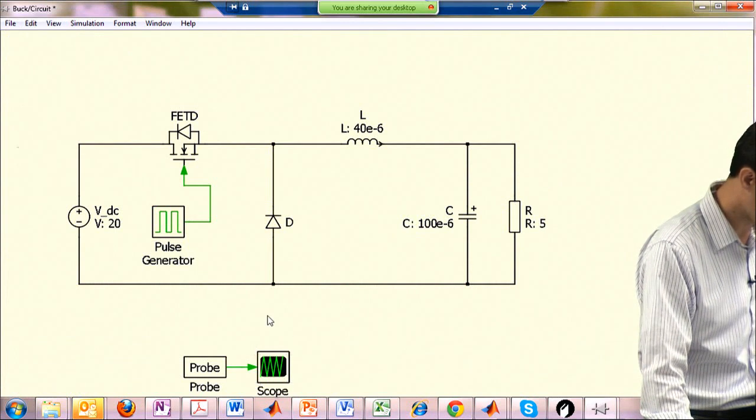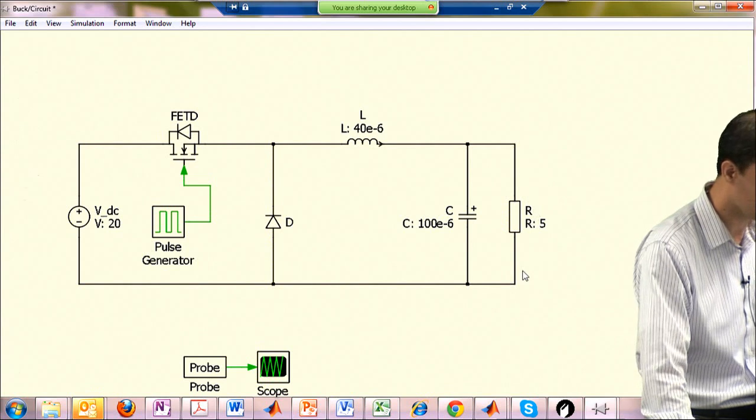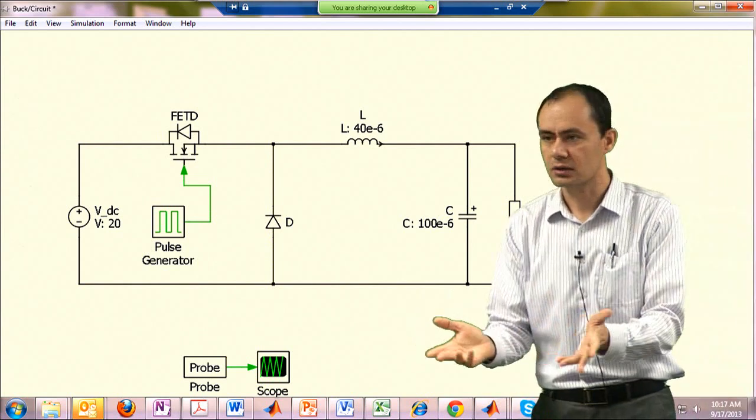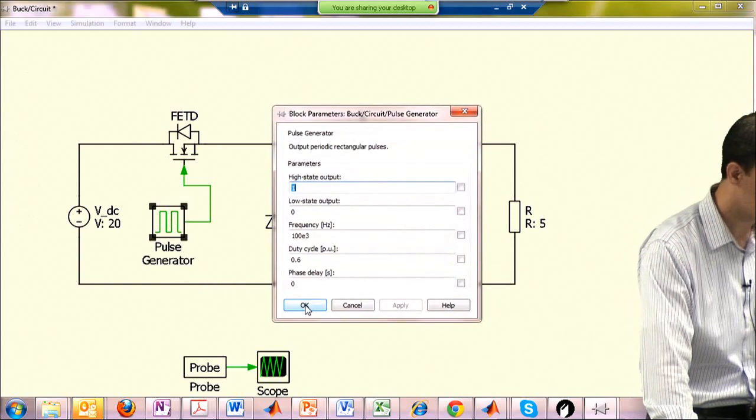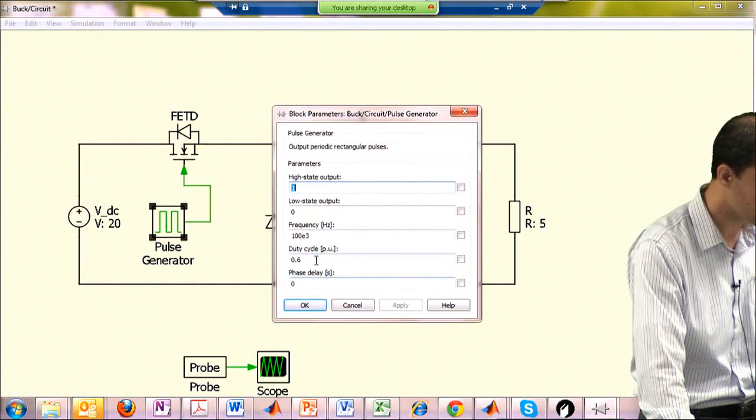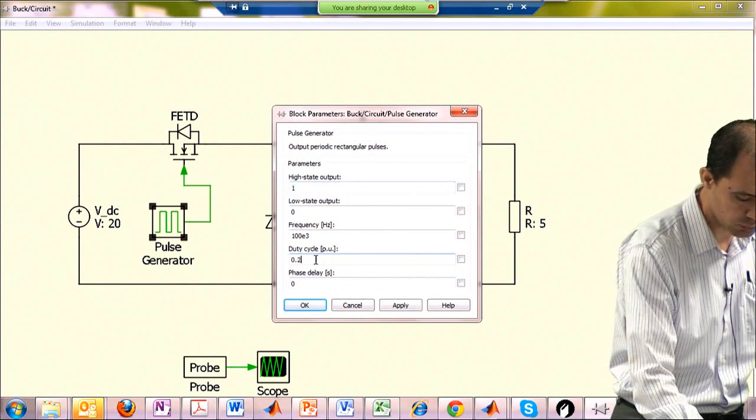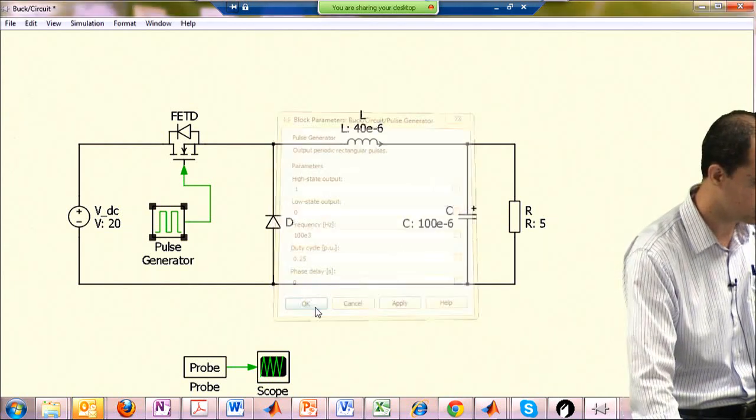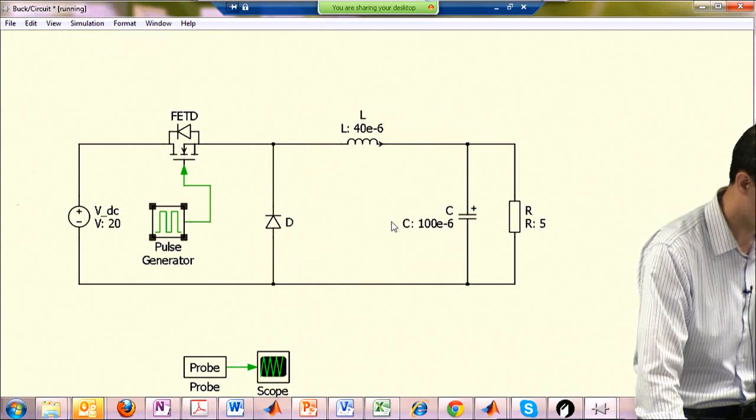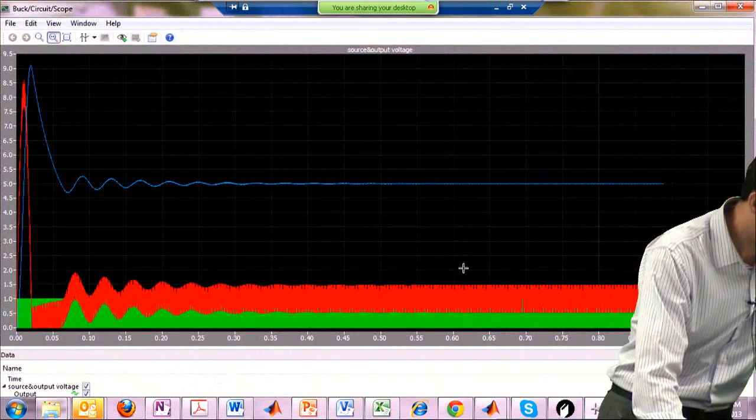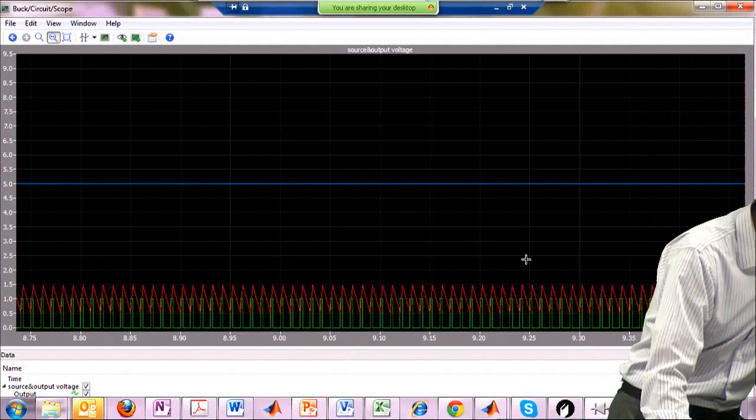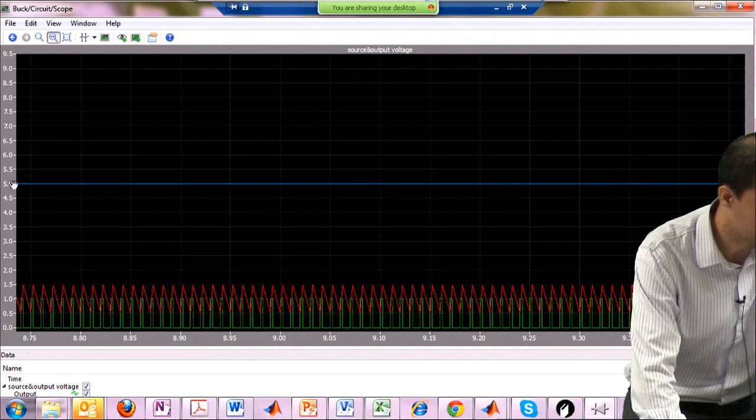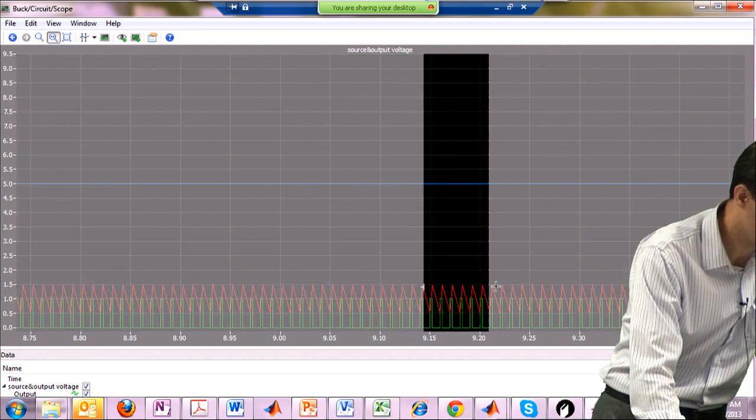Now let's verify this again. Let's say now, instead of having 12 volts on the output, I only need 5 volts on the output. Let's do that. So 5 is 25% of 20, so I have to adjust my duty cycle to 0.25. And then you run it again. And now you can see this blue is my output voltage. It is at 5. You can see it's exactly at 5.